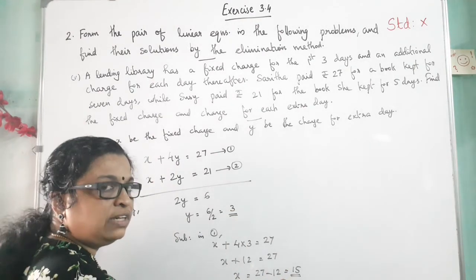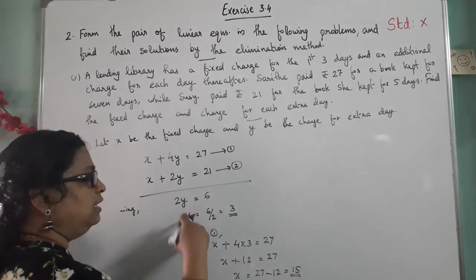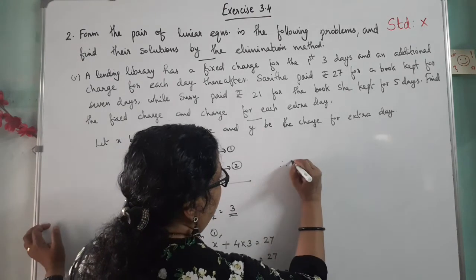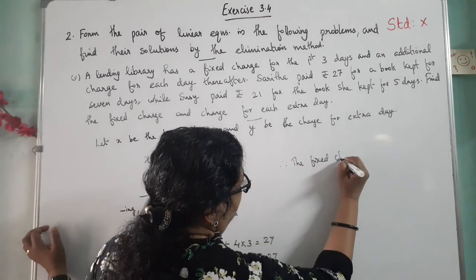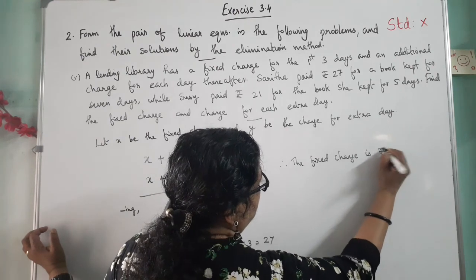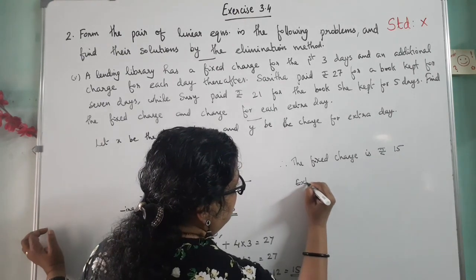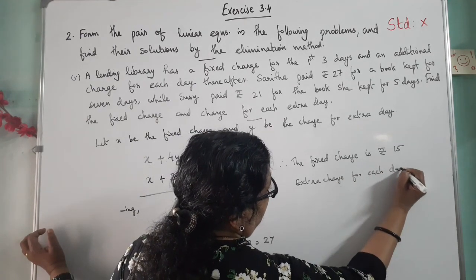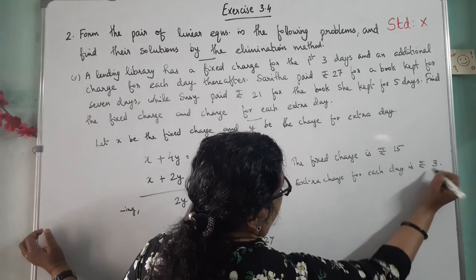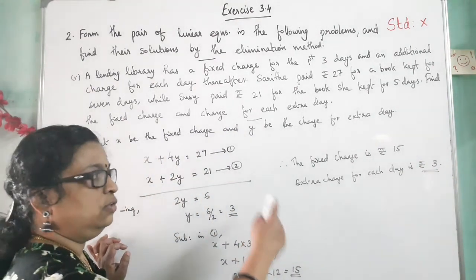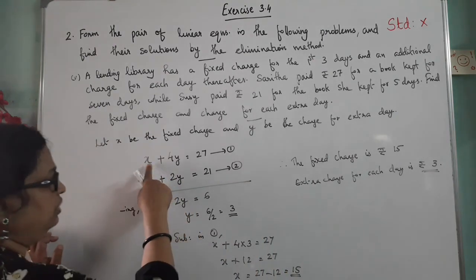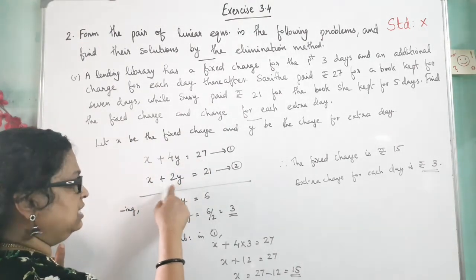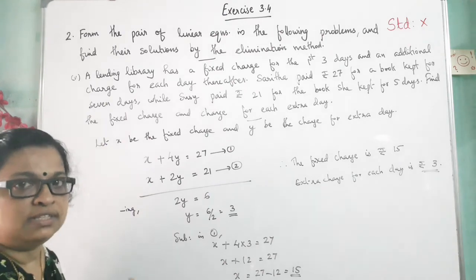So for the first 3 days the fixed charge is 15, and for the next days each day the additional charge will be 3 rupees. Therefore the fixed charge is rupees 15 and the extra charge for each day is rupees 3. Okay, this also we can check, x = 15. 15 + 4 into 3, 12, that equals 27. Here 15 + 2 into 3, 6. 15 + 6 = 21. So this is correct.